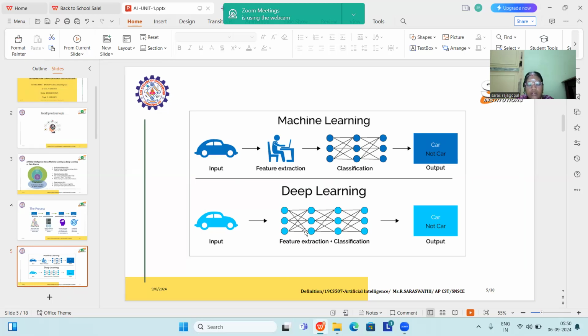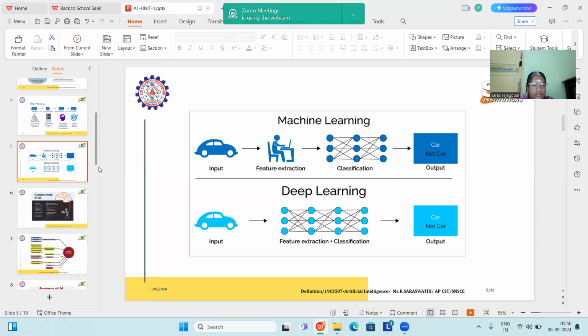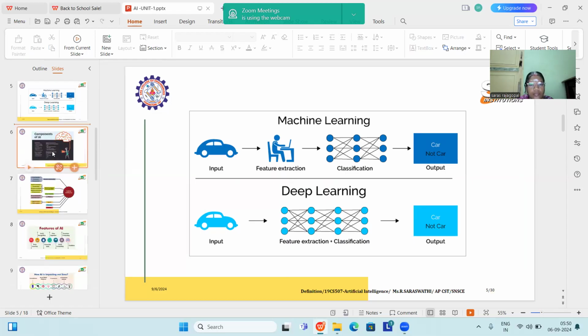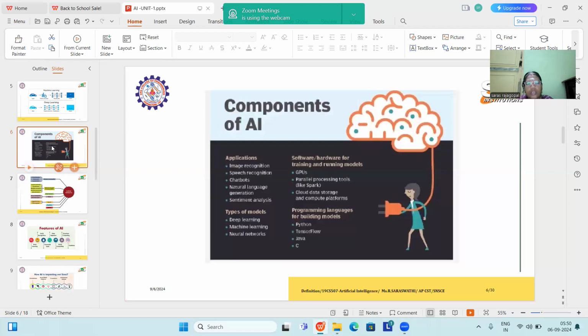Another example is deep learning, where the feature extraction and classification can be done, and then we can produce the output. These are the different components of AI.